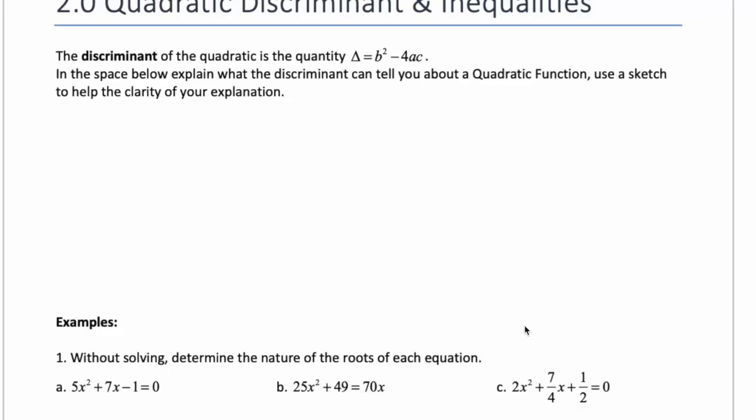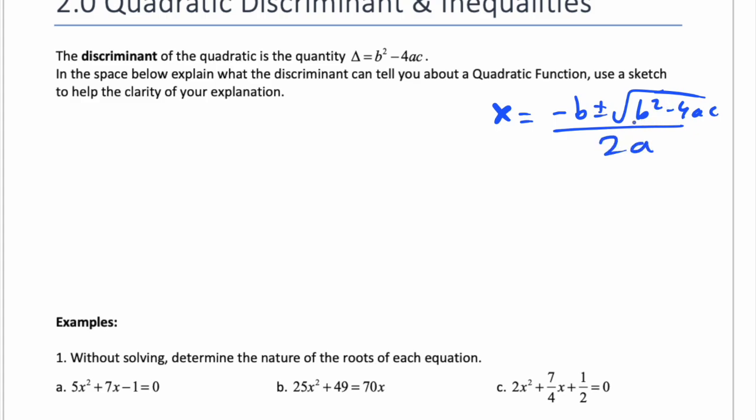Hello, this is Mr. Collier, and today we're doing quadratic, discriminant, and inequalities. Okay, so discriminant is b squared minus 4ac. That comes from the thing under the square root sign of the quadratic formula, which is negative b plus or minus root b squared minus 4ac over 2a.